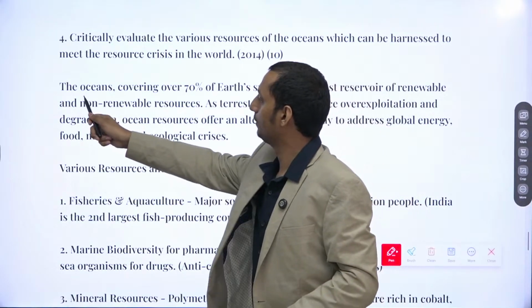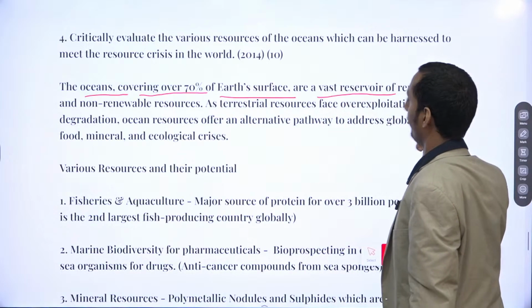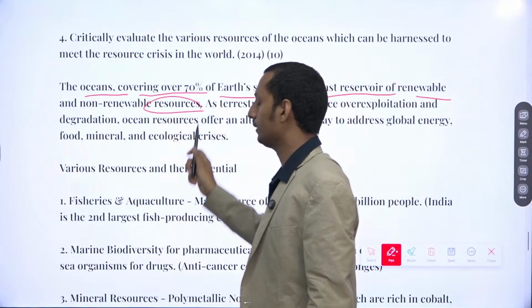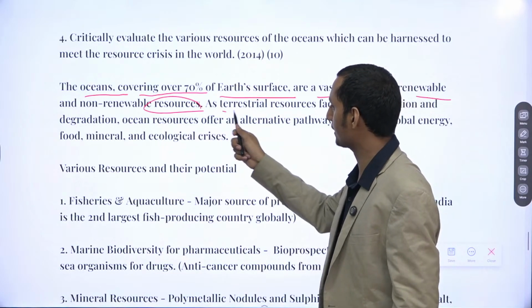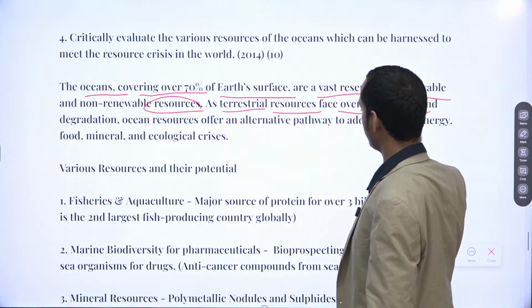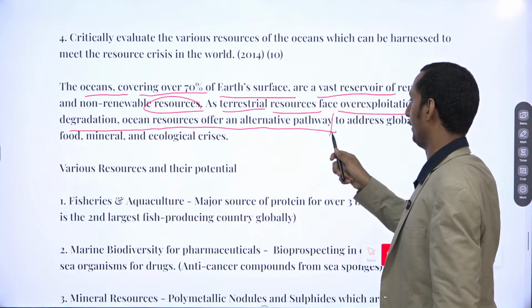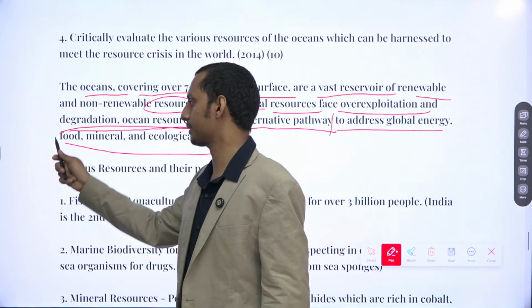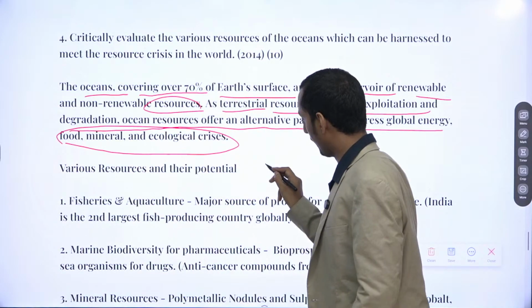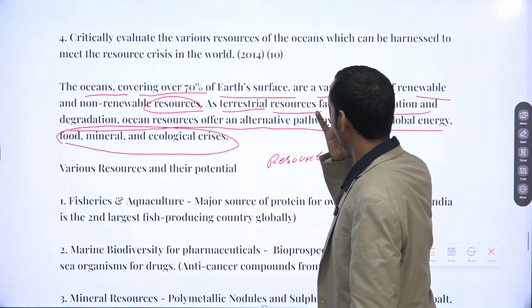So here, what can you write? You can write: the oceans covering 70% of the Earth's surface are a vast reservoir of renewable and non-renewable resources. Then mention the resource deficiency in the terrestrial world. As terrestrial resources face overexploitation and degradation, ocean resources offer an alternative pathway to address the global energy, food, mineral, and ecological resource needs.